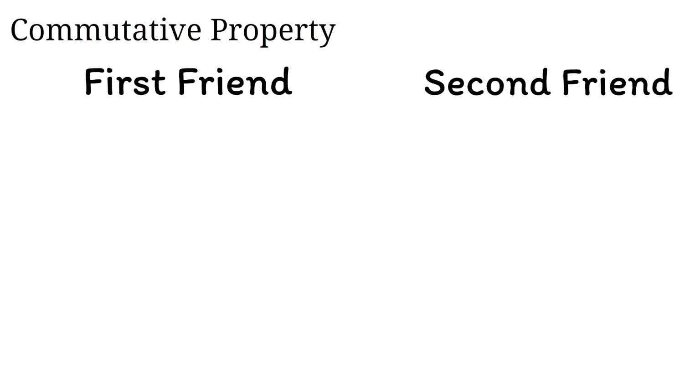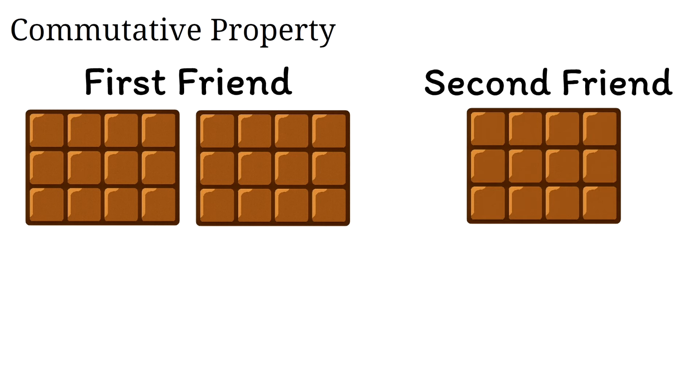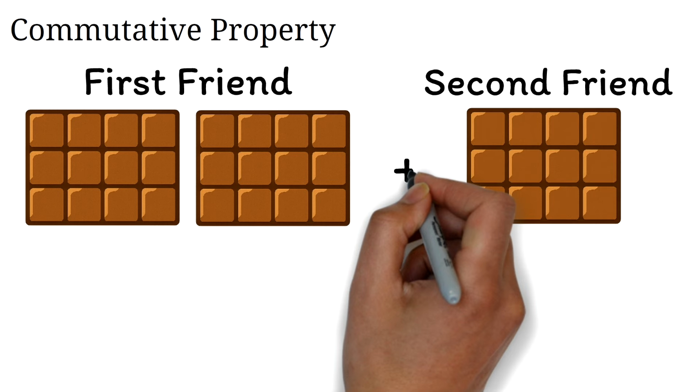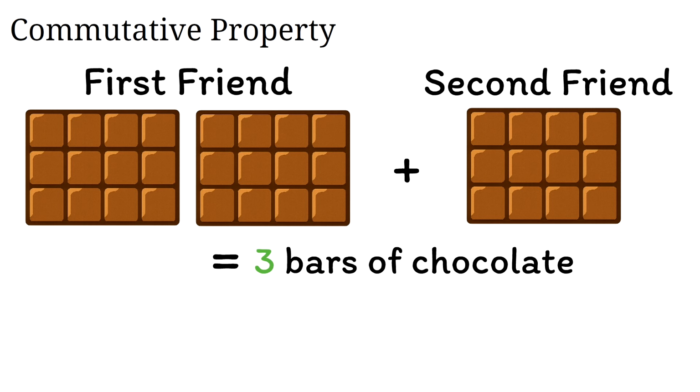First, let's learn about the commutative property. Let's say 2 friends have a few bars of chocolate. The first friend on the left had 2 bars of chocolate, and the second friend on the right had only 1 bar of chocolate. If we add all the chocolates together, we'll get a total of 3 bars of chocolate.